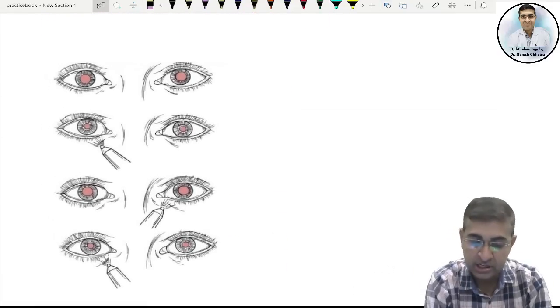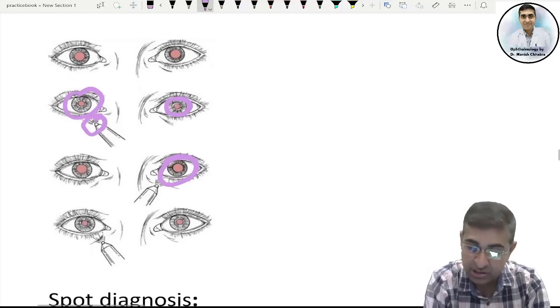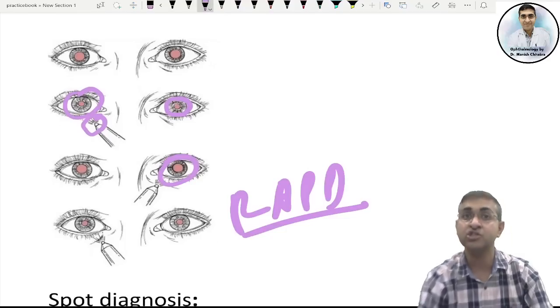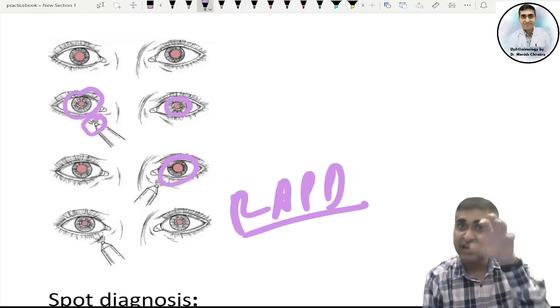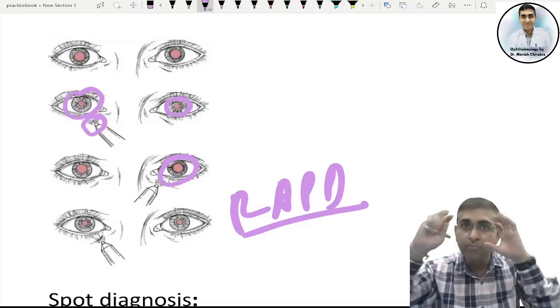Now what is this? You project the light in one eye, both pupils are constricted. You project the light in the other eye, both pupils are dilated. So this is a typical case of RAPD, which is Marcus Gunn pupil, which is due to damage to the afferent pathway. So here the left eye afferent pathway is damaged.